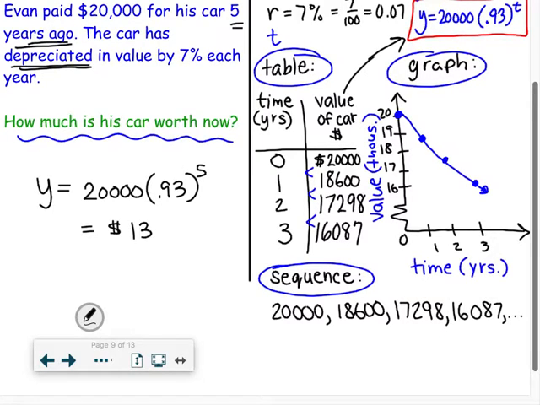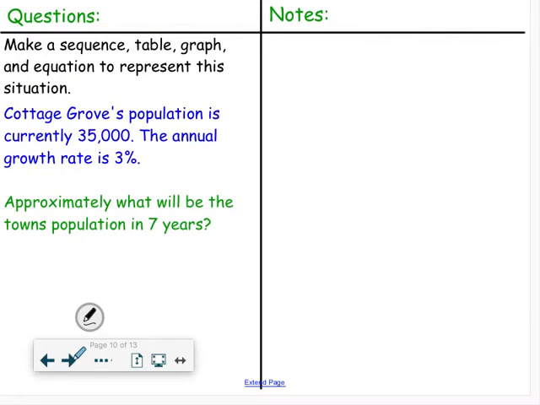So $13,914 after 5 years. So we're done with problem number 1. On to problem number 2.